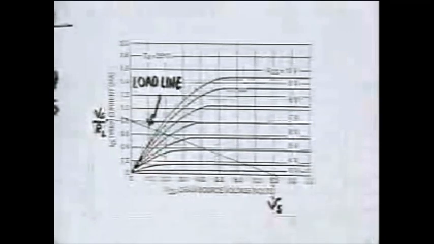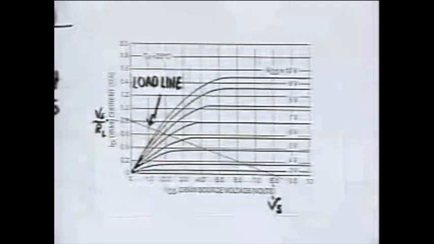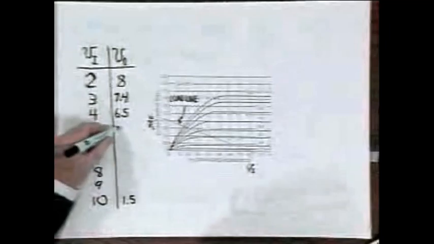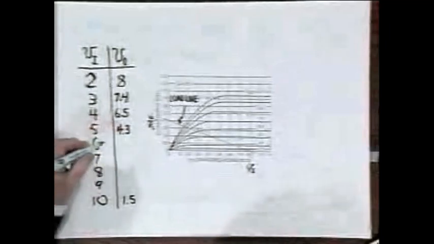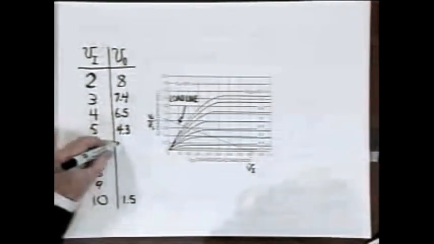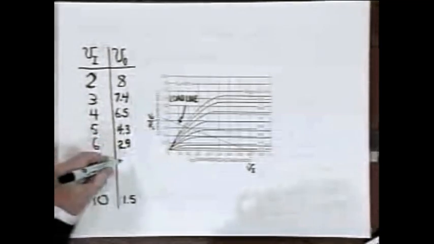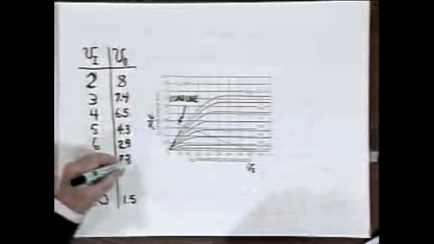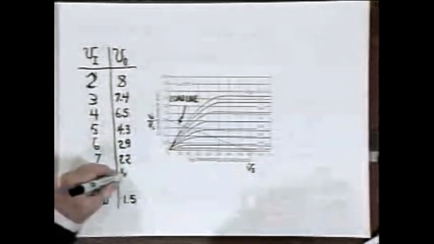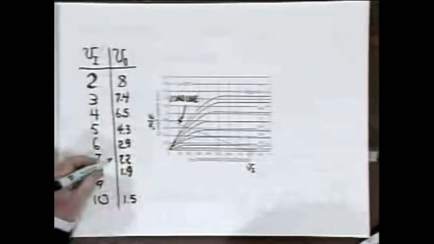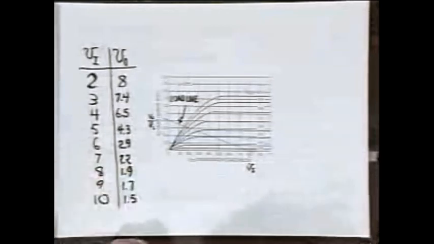Now, rather than do this in a ponderous kind of way, let me just put down these other values. At 5 volts, it's 4.3. You can check these yourself if you'd like. At 6 volts, it's 2.9. At 7 volts, 2.2 volts. At 8, 1.9. And at 9, 1.7.